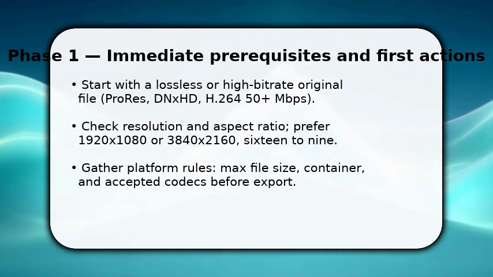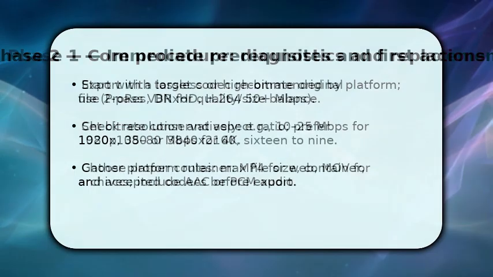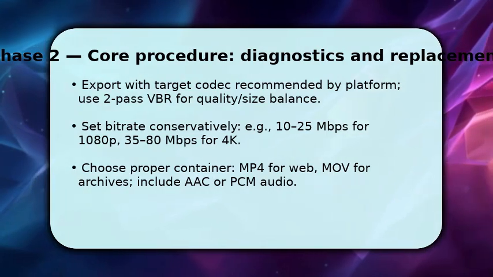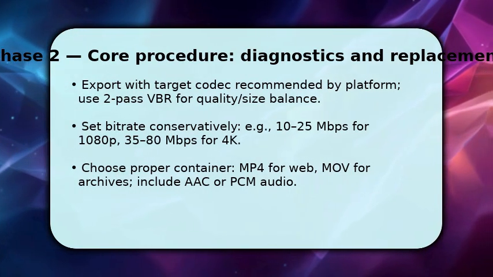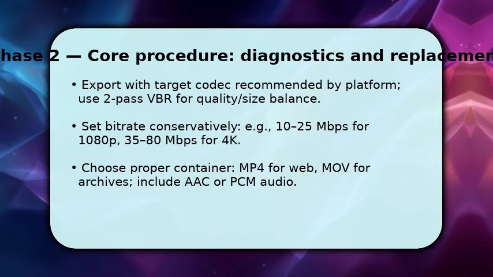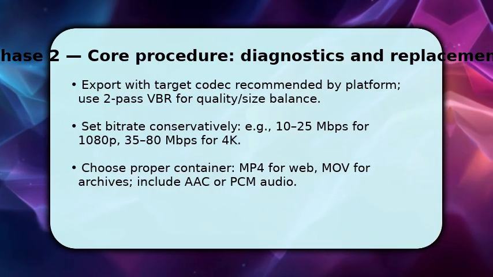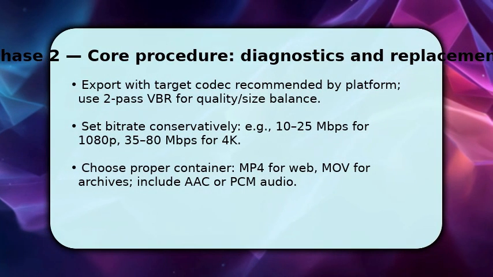You should export using the codec the platform prefers and encode with 2-pass variable bitrate to preserve detail while controlling file size. For 1080p, aim for roughly 10 to 25 Mbps. For 4K, push toward 35 to 80 Mbps depending on motion.